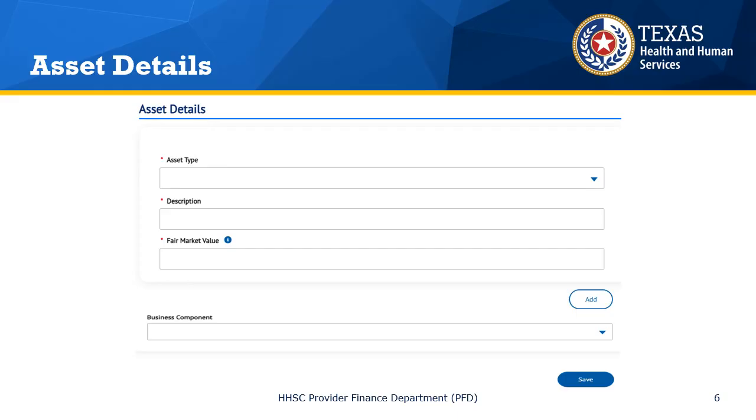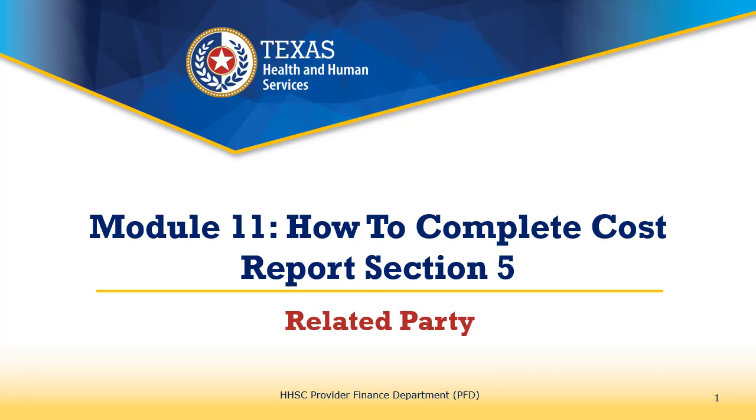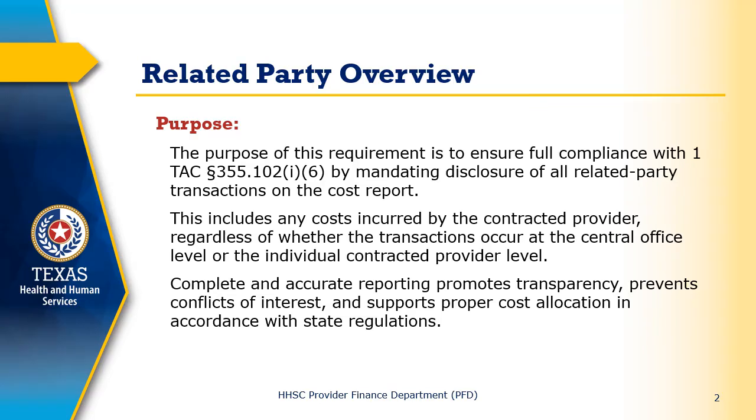This concludes our lesson for Module 10. In Section 5, we will discuss reporting related party transactions and costs. The purpose of this requirement is to ensure full compliance with 1 Tax Section 355.102I6 by mandating disclosure of all related party transactions on the cost report.